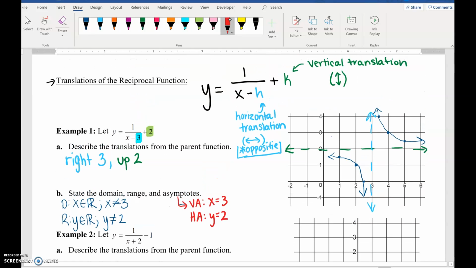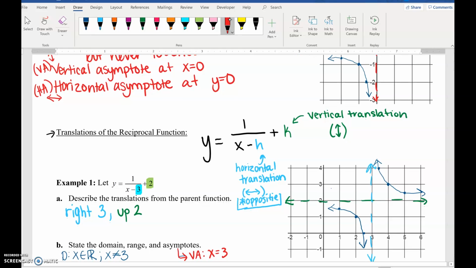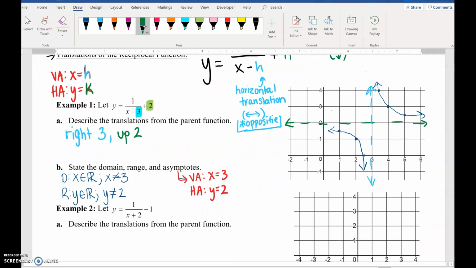I forgot to mention up here, one nice thing about asymptotes is that the vertical asymptote will always be at x equals h, and the horizontal will always be at y equals k. So it's nice that we can just take our h value from this equation or any equation we have and just find the h and k value and know where the asymptotes are.